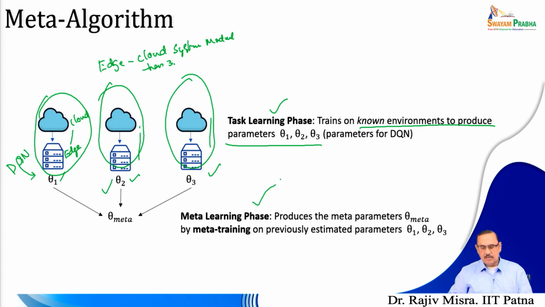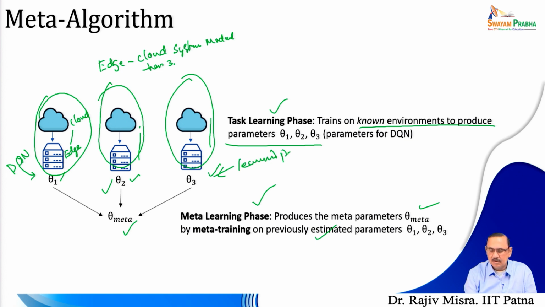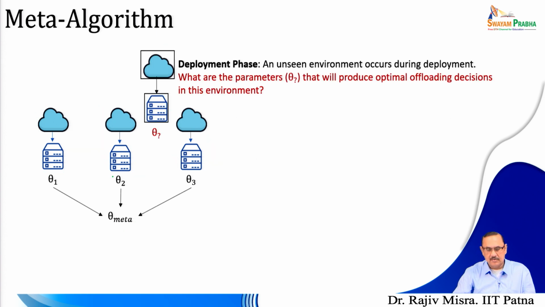So, the meta learning phase produces a meta parameter out of all 3 learned parameters by meta learning of the previously estimated parameters. So, these are all called learned parameters, and meta training generates the meta parameter out of them, by meta training of the previously estimated parameters, that is theta 1, theta 2 and theta 3.